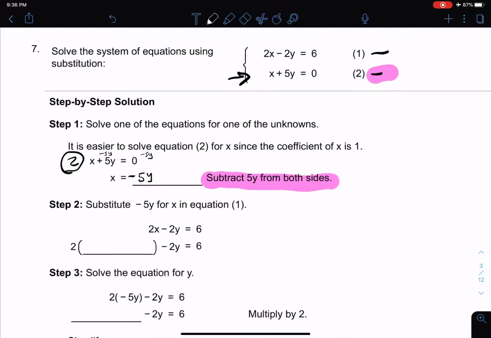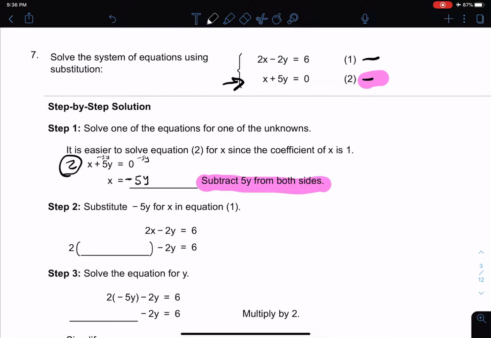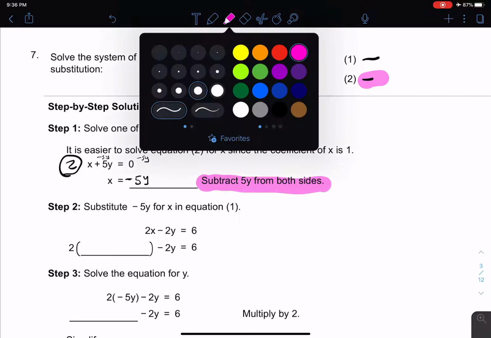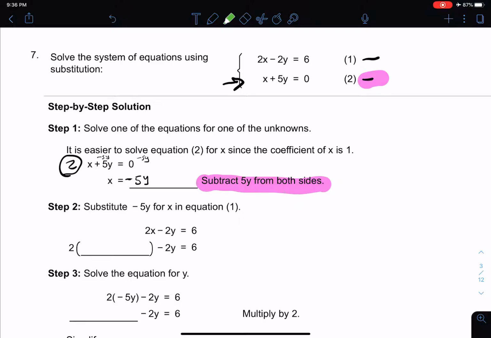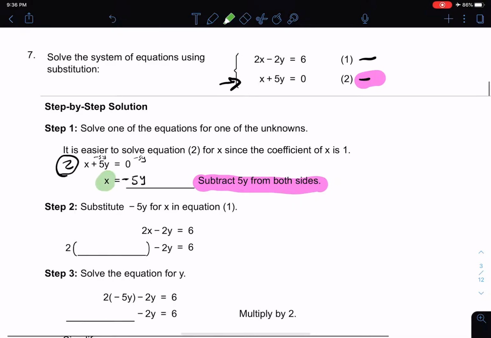So the logic here is this. It's saying if you believe that x is the same as negative 5y, and it says equal, so it must be the same, then what we want to do is we want to go back. Now, we used equation number 2, so don't go back and plug equation 2 back into equation 2. That's not going to work.